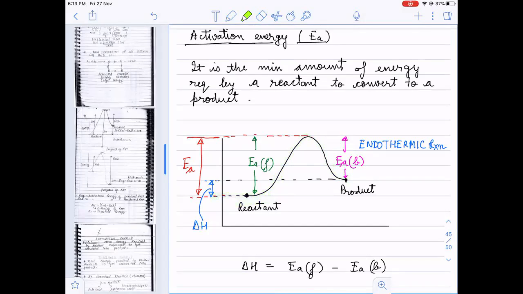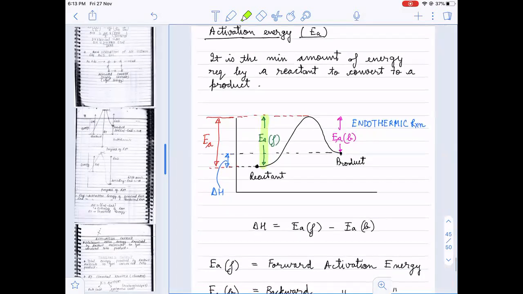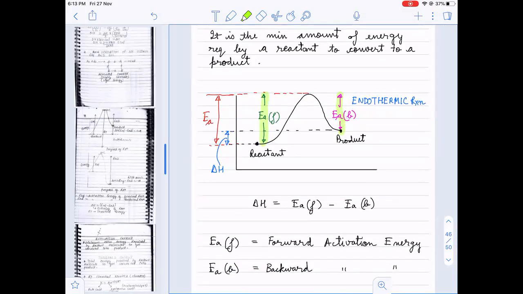We are going to observe. Please see this difference from the reactant to the peak of the mountain is known as EAF. EAF is activation energy of the forward reaction. F means forward reaction. Similarly, the difference between the product and the peak of the mountain curve here is known as EAB. B denotes backward reaction.